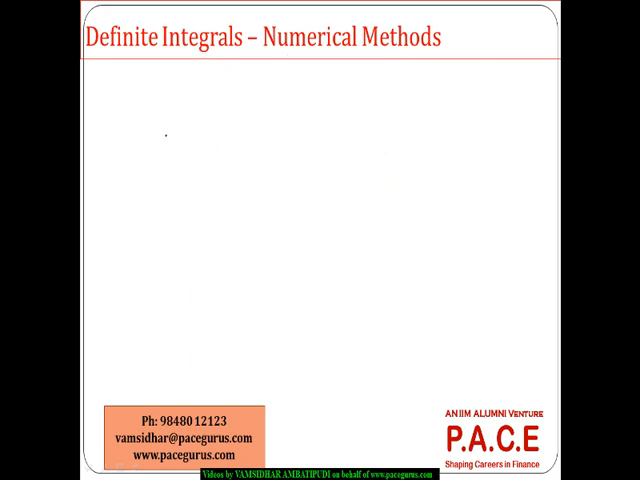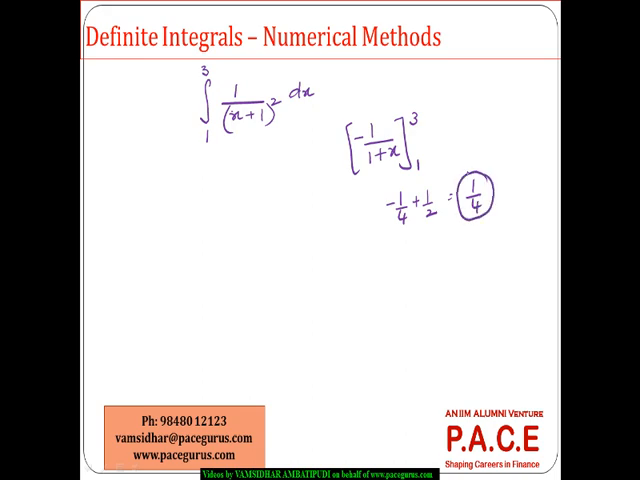We'll take a very simple example to understand this problem, which gives us an easier way to correlate the importance of this. Why don't we evaluate the integral from 1 to 3 of 1 by x plus 1 whole square. We can evaluate this through the regular mechanism also, because the integral of 1 by x plus 1 whole squared is minus 1 by x plus 1. This gets evaluated between 3 and 1, so it goes as minus 1 by 4 plus 1 by 2, which works out to 1 by 4.